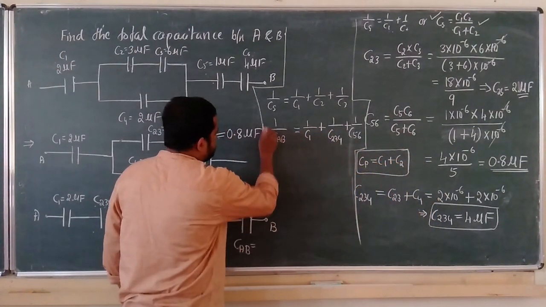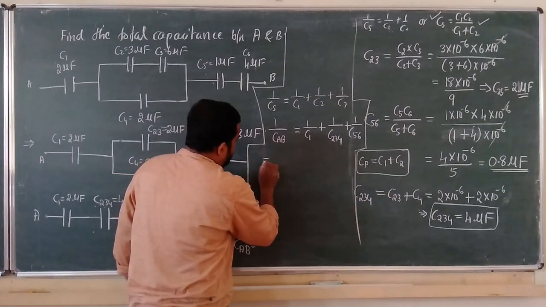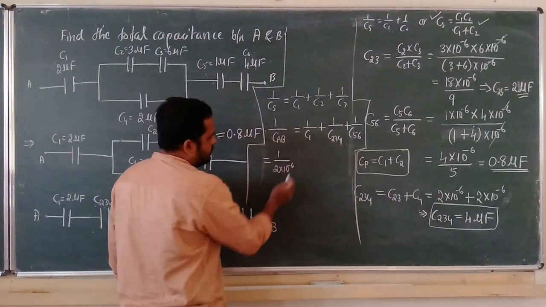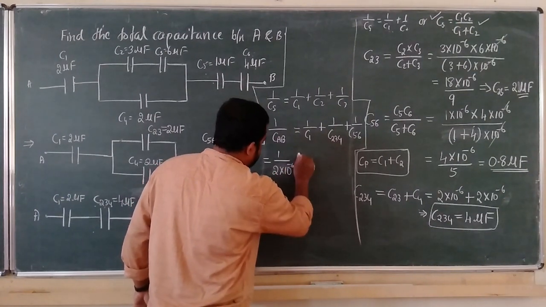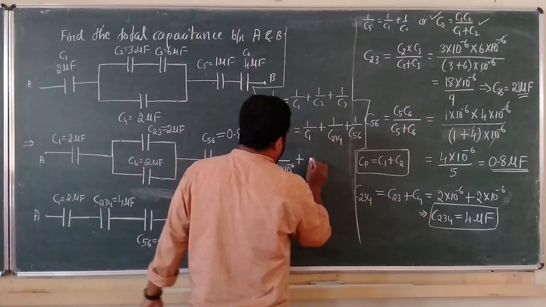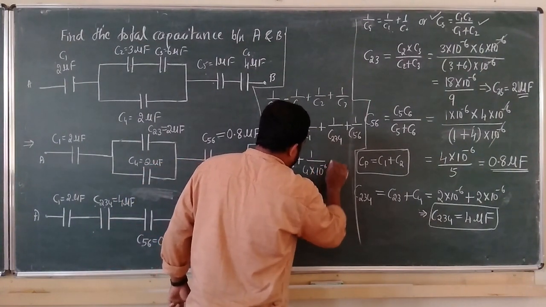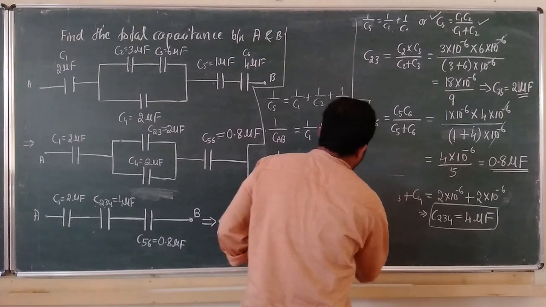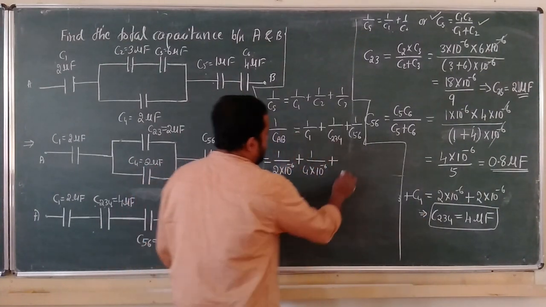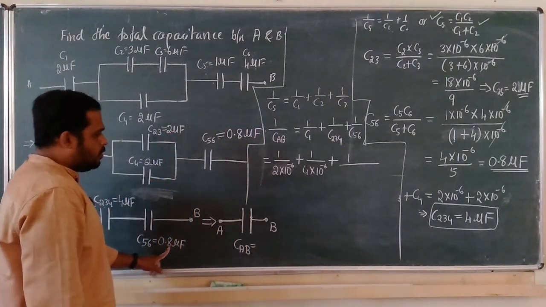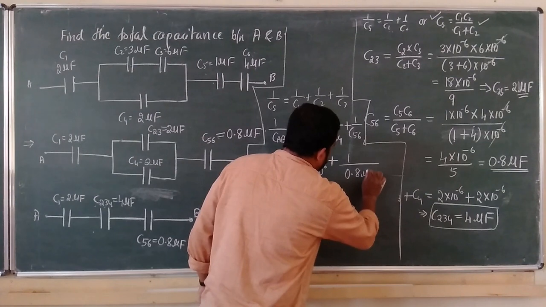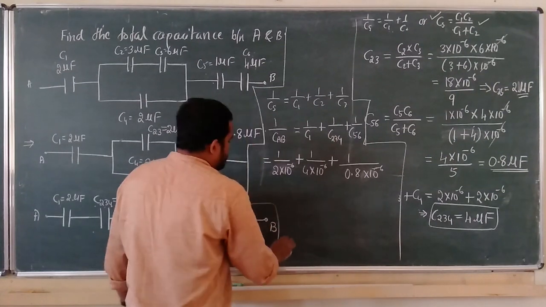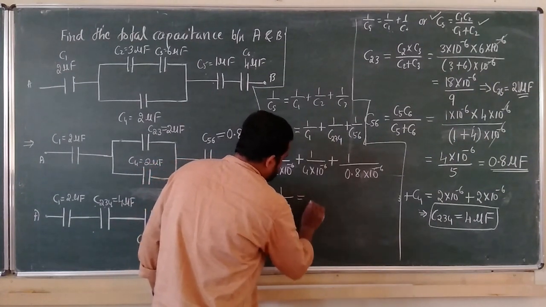Substitute the values. So it is equal to 1 by C1, which is 2 microfarad, so 1 by 2 into 10 to the power minus 6, plus C234 is 4 microfarad, so 1 by 4 into 10 to the power minus 6, plus the last capacitor, 1 by C56, which is 0.8 microfarad, that is 1 by 0.8 into 10 to the power minus 6.